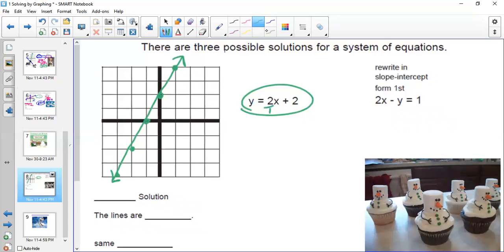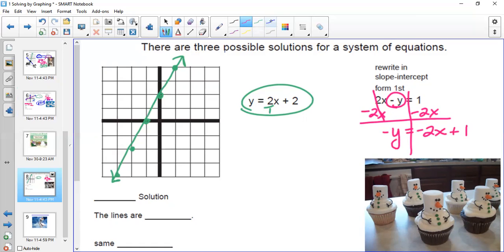Again, the second line here is in standard form. So I'm going to get the y term all by itself, subtract 2x to send it to the other side. And we like to write the x term first, so negative 2x plus 1. And then to get rid of that negative in front of the y, we're going to divide everything by negative 1. So our equation is y equals 2x minus 1.